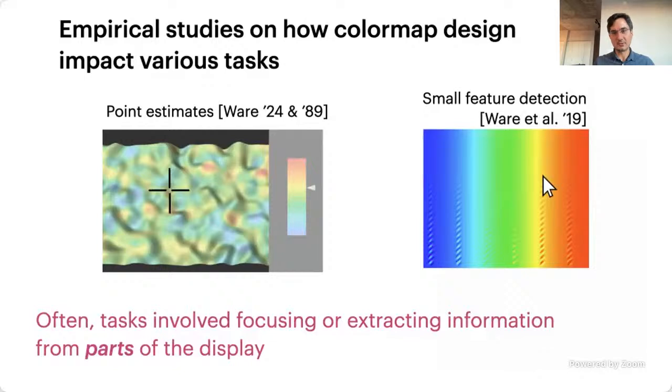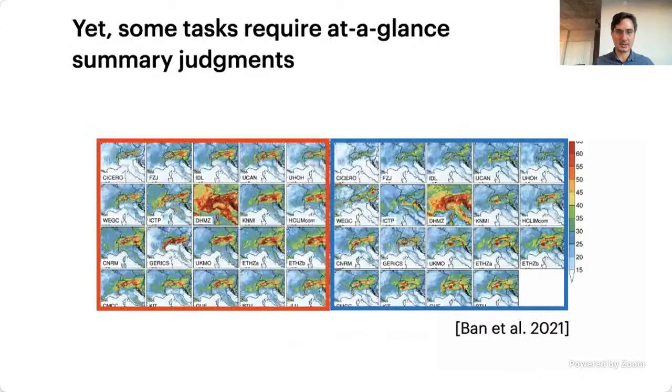However, you'll notice most of them are about extracting specific pieces of information from parts of the display. Which begs the question of what happens when tasks require more holistic and quick judgments about entire displays rather than a single feature within one visualization. And this happens when a scientist or even a casual viewer is trying to compare alternative data sets or different simulation runs. And here the goal is often to try to get the gist of the visualizations, at least initially.